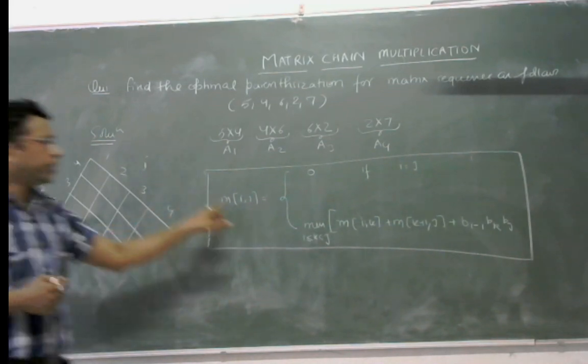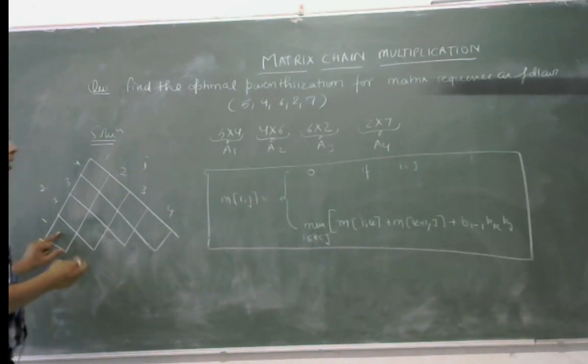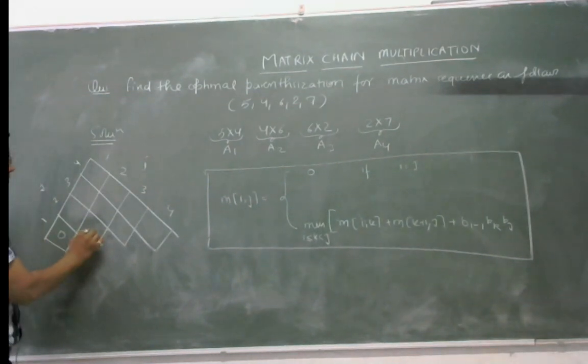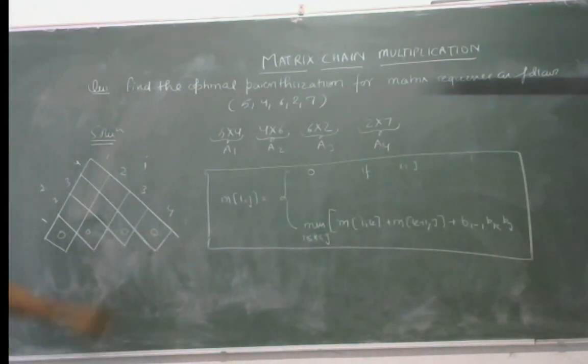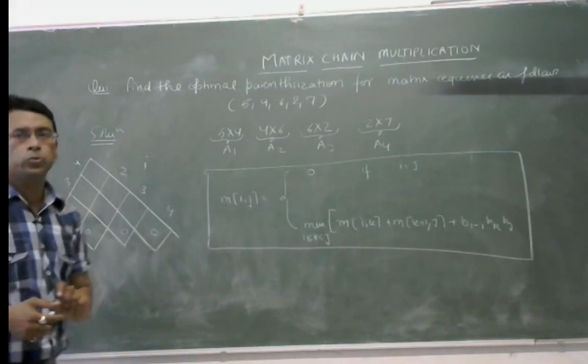When i equals j, the value is equal to 0. So by default all the values at the bottom, where i equals j, will be 0. When i equals 1, j equals 1, then Mij equals 0. When i equals 2, j equals 2, Mij equals 0. M33 would be 0, similarly M44 would be 0.